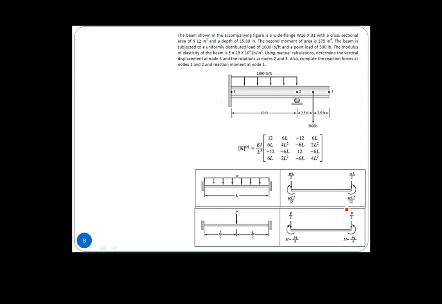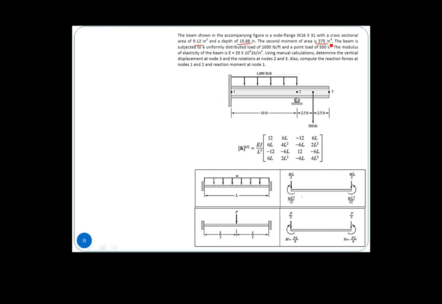Next will be on beam. So probably need to show you here. If I have a wide flange W16 times 31 with a cross section of 9.12, the depth itself is 15.88. The second moment, the I itself, is 375. Then the beam is subject to a uniformly distributed load, here 1,000 pounds per foot.